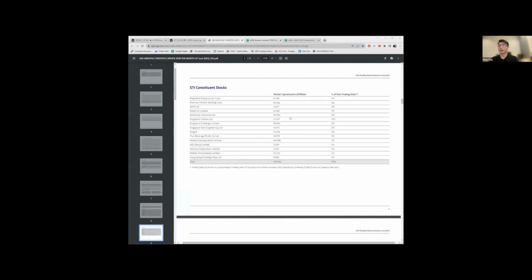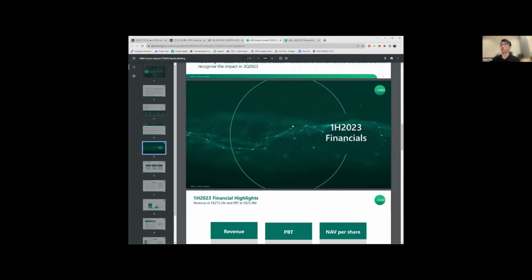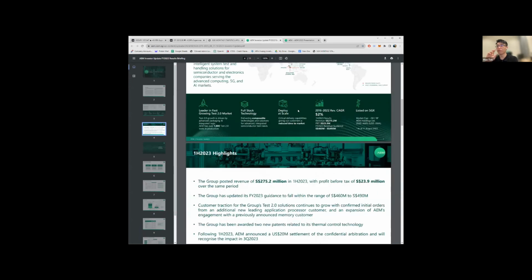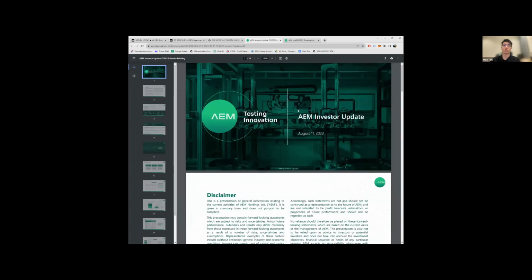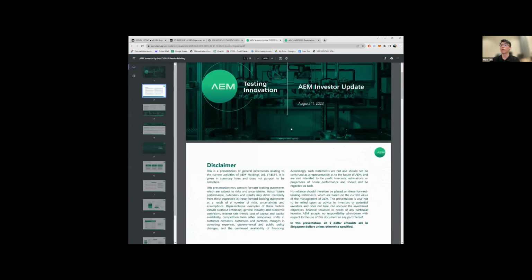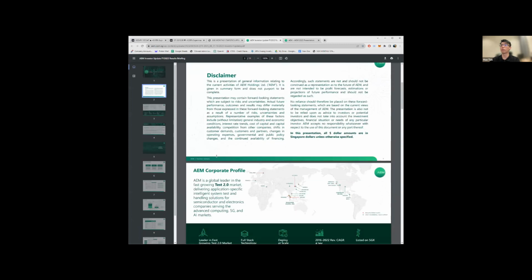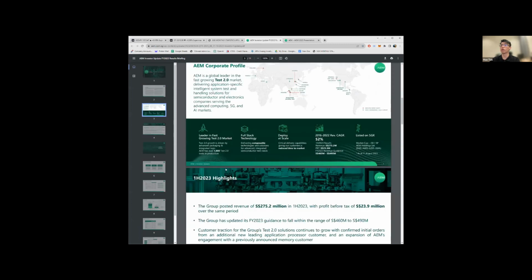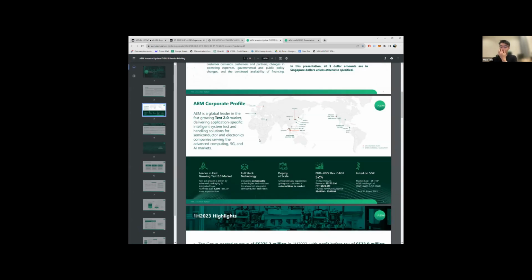And then we have a bit more time. Let me share on the screen. One of the things that I actually like about SGX companies is that they have a lot of what we call investor presentations. It shows you a more holistic view of the Singapore market itself. So for example, I think this is their AGM slide. It basically tells you what the company is doing, what kind of exposure they are having, right? Sorry, this is their first half 2023 results briefing slides.